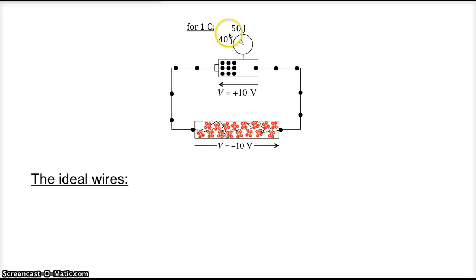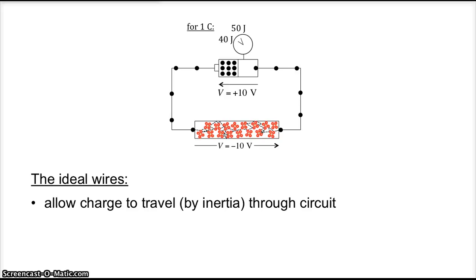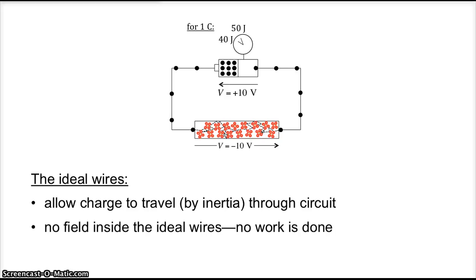The ideal wires, what did they do? They just let the charge travel from one component, like the battery, to the next component, the resistor. They didn't do anything else. They didn't give energy to the charge. They didn't use energy. They simply allowed the charge to travel by inertia. That means there's no field inside these ideal wires. There's no work being done on the charge. It doesn't speed up or slow down. It just moves at a constant speed. And so they consume 0 potential difference.